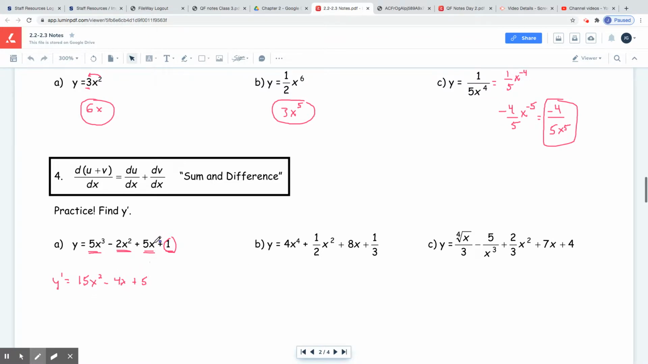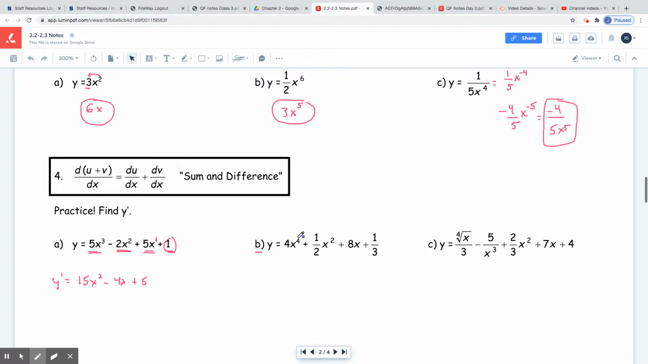The reason this is just 5 is because this is 5 to the first. 1 times 5 is 5. But you take a 1 away from 1 and you get 0. So anytime it's like the derivative of 20x, it's just 20. The derivative of 100x is 100. The derivative of a million x is just a million. The x just disappears. So there's the derivative of that one. For B, go ahead and try B on your own.